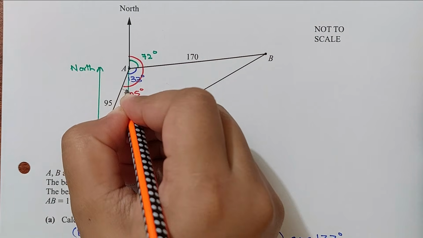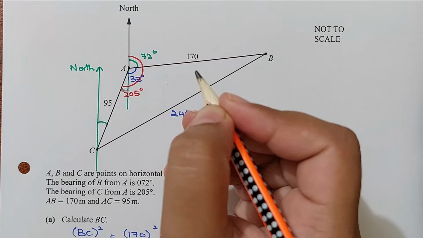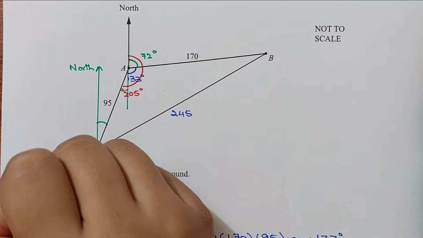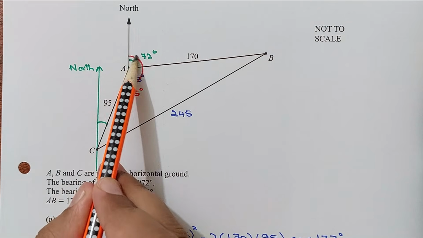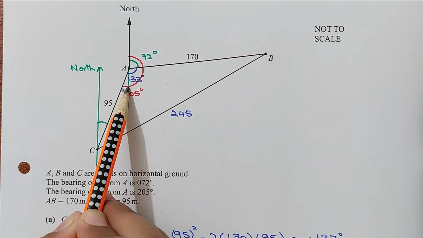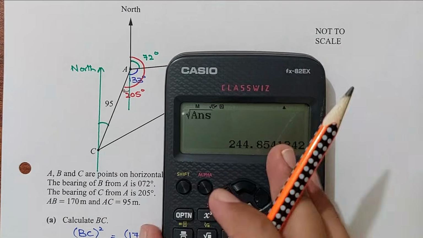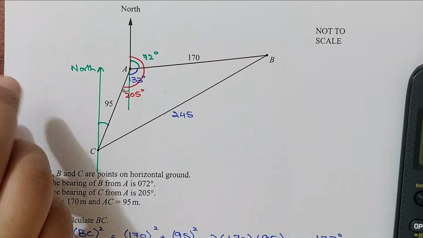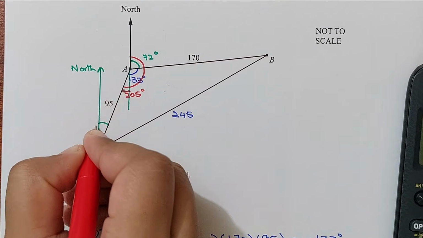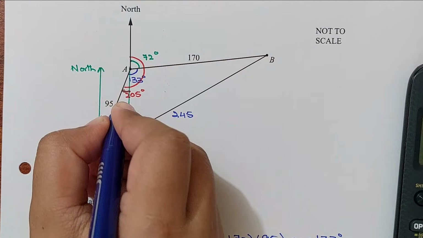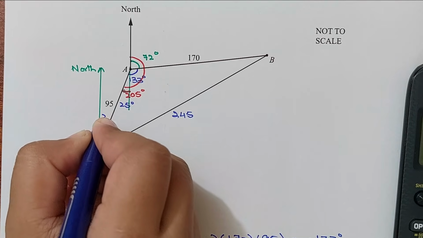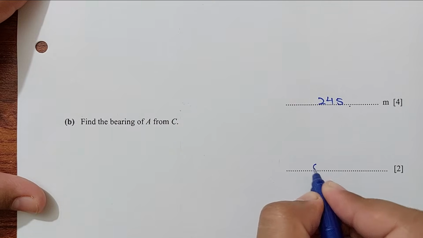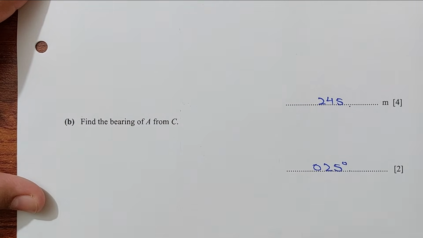So this angle and this angle, these two angles are same. They are alternate angles, right? So how can I find this angle? Right. So this is a straight line. This is 180. 180 plus something is 205. So 205 subtract 180, this is 25. So if this angle is 25, this angle is also 25, right? This is 25 degrees. So the bearing of A from C is 025.